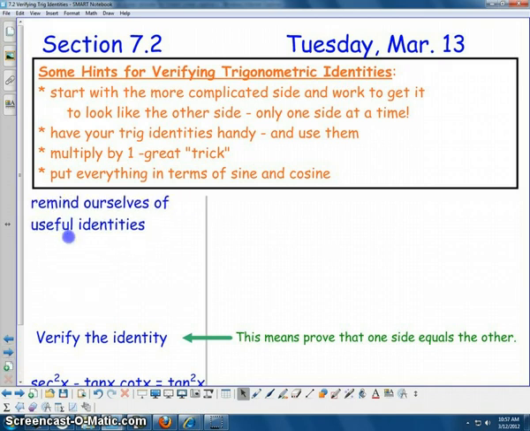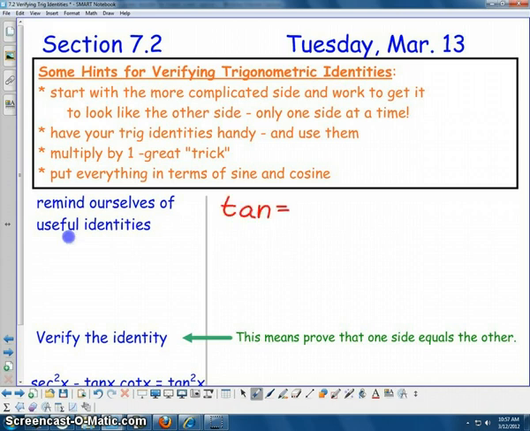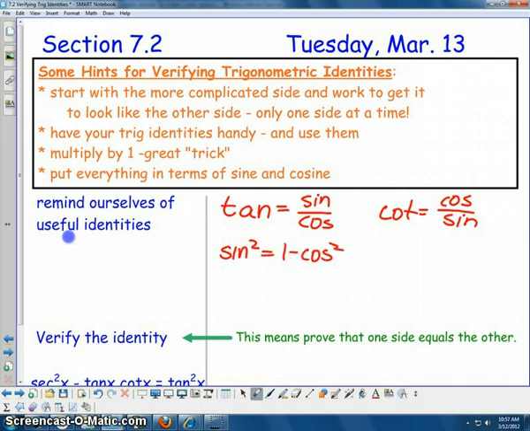So how do we remind ourselves of some of the useful identities? One thing is what tangent equals. The tangent is sine over cosine. This will be used a lot. The cotangent is cosine over sine. That's something you're going to want to memorize and have. The fact that sine squared is 1 minus cosine squared, we're going to use that today. That cosine squared is 1 minus sine squared, we're also going to be using that.